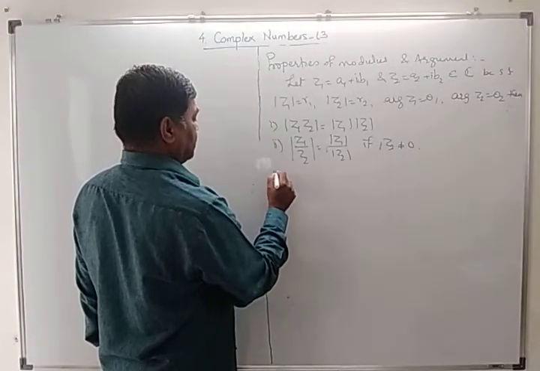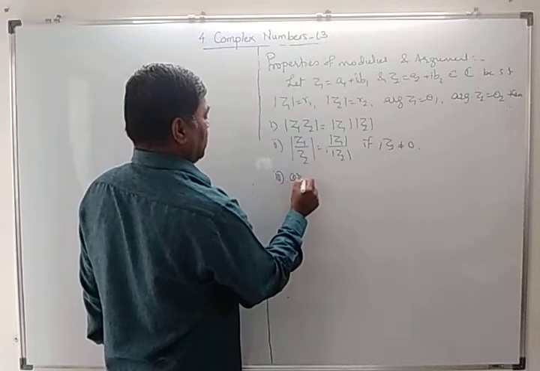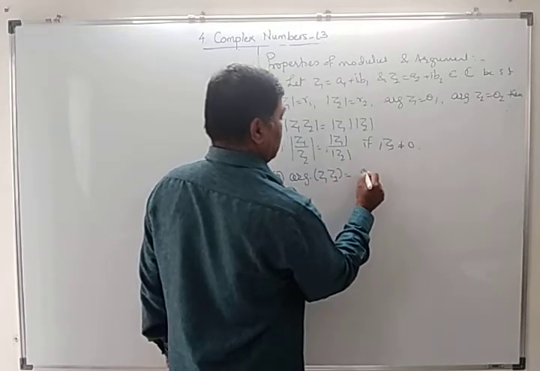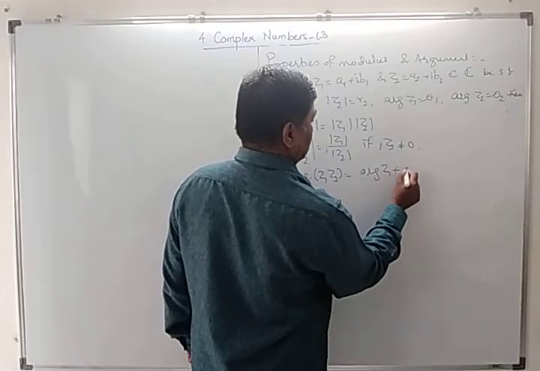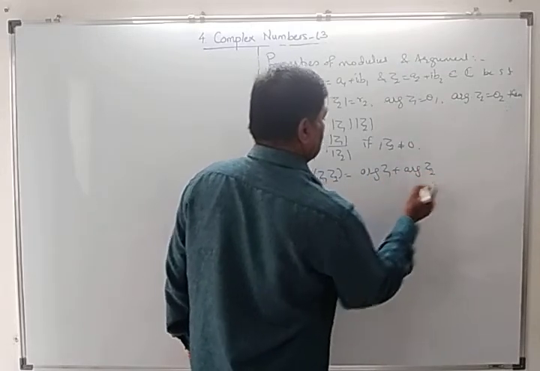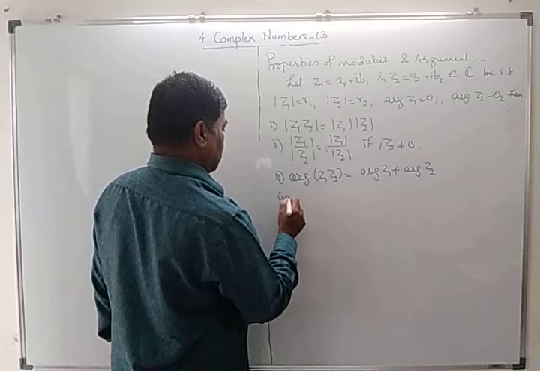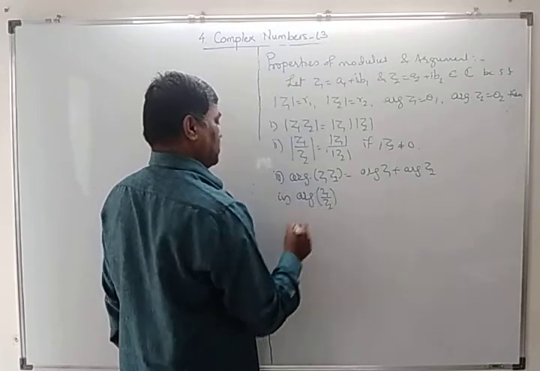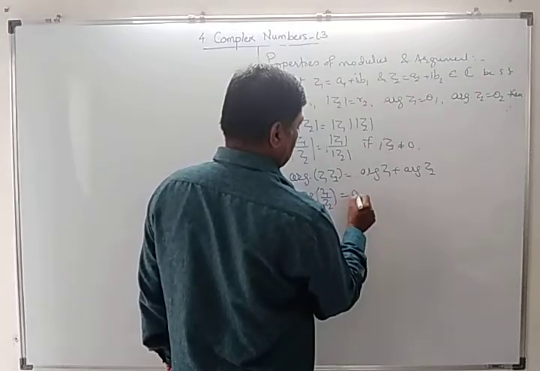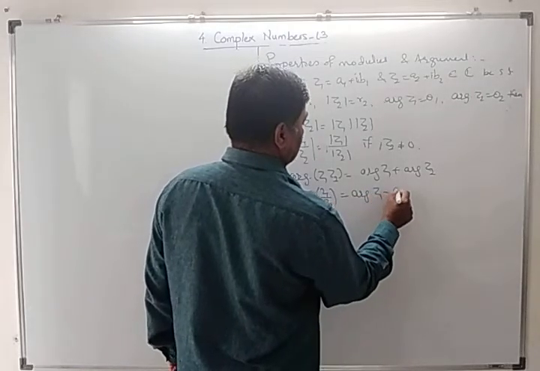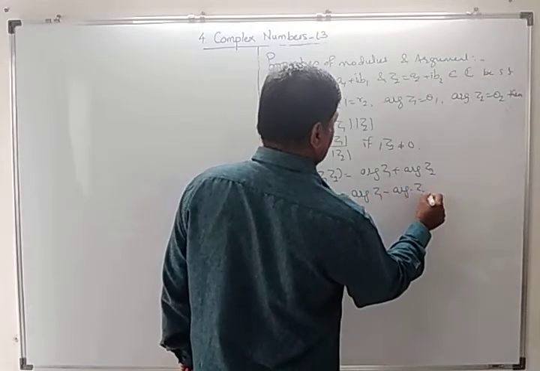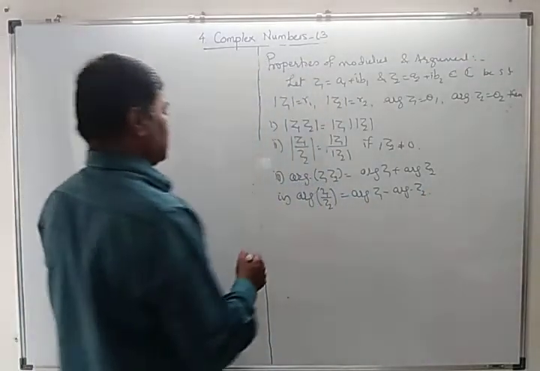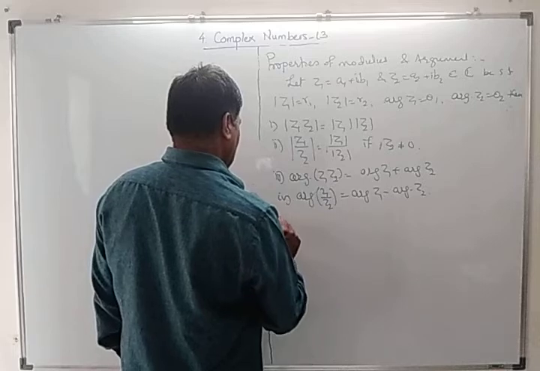Third, argument of z1 z2 is equal to argument of z1 plus argument z2, and fourth, argument of z1 upon z2 is equal to argument of z1 minus argument z2. Okay, so proofs are too simple.